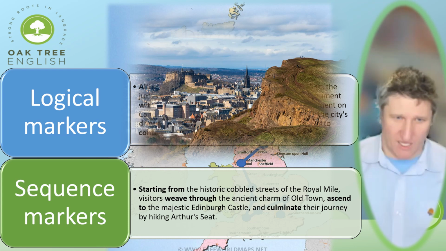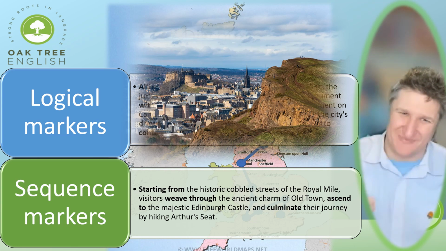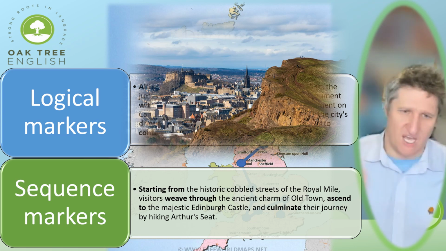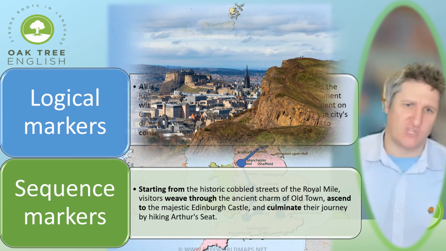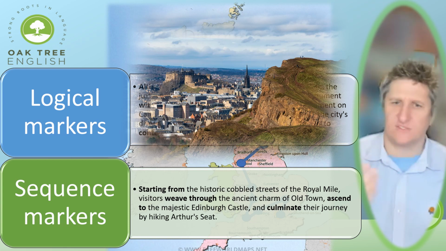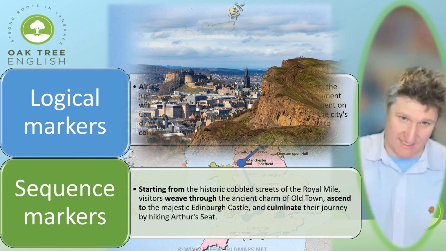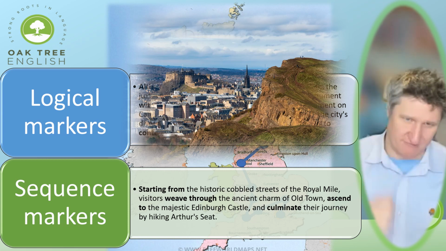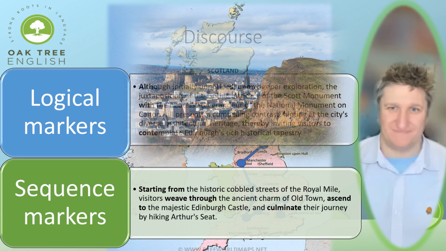Okay, so for sequence markers, we show that we're starting with starting from. And then we've got a progression like weave through, ascend to, showing progression upwards, and of course culminate being the height or the end of a journey. By the way, that is Arthur's Seat in front of you, and a view of Edinburgh Castle from Arthur's Seat, which is a fantastic day out if you happen to be in Scotland.